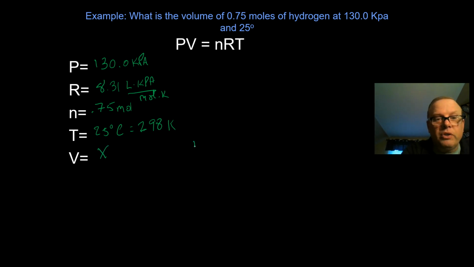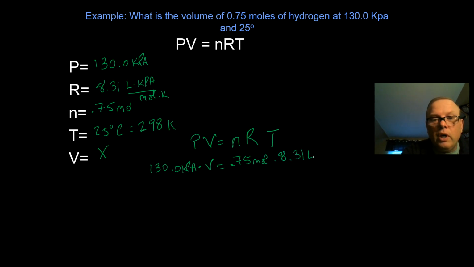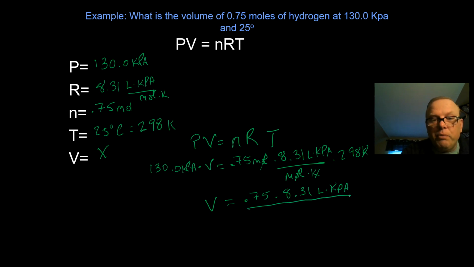So PV equals nRT, so we'll set this up. P times V is equal to number of moles times the constant times the temperature. The pressure then, 130.0 kPa, times the volume I don't know, is equal to the moles here, 0.75 moles, times R, which is 8.31 liters times kilopascals over moles times Kelvin, times T, which is 298 Kelvin. Now notice initially here, moles and Kelvin are going to cross off, and it's going to leave us in liters times kilopascals. So volume then is going to equal 0.75 times 8.31 liters times kilopascals, that I'm now going to divide by 130.0 kPa. So now the kPa's will cross out. The only unit left is liters, and I get a final volume here.